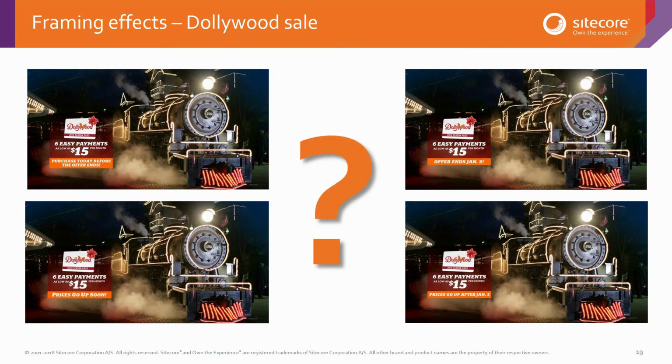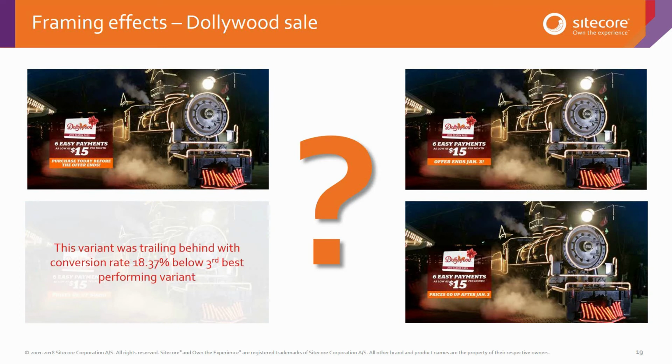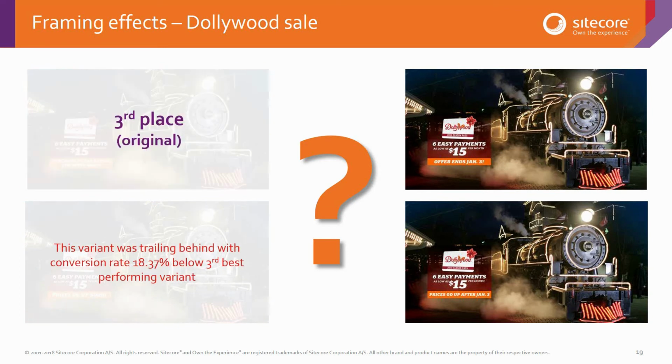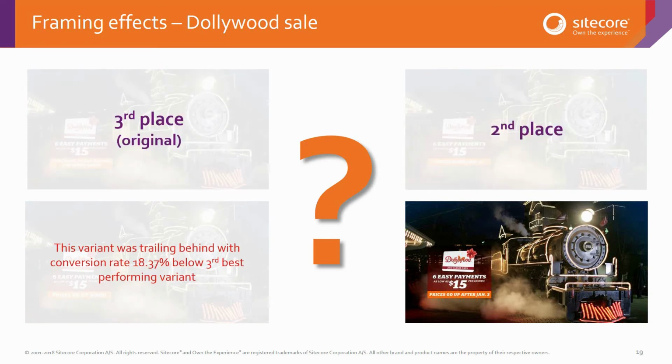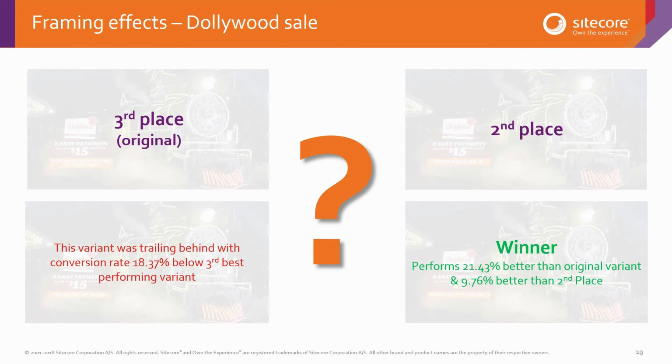And language is so easily tweaked in Sitecore, it's an obvious place to start with testing. So they launched a test here, and what they found was the prices go up after January 3rd was the winning variant, and it actually outperformed the original or default content by 21%, and even outperformed the second place variant by 9.76%.